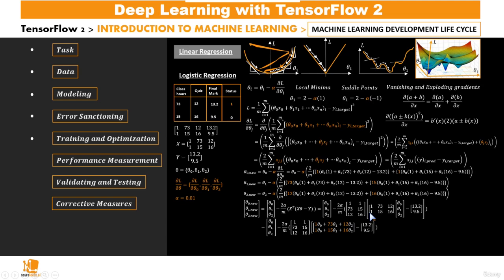And then here we have 1 times theta 0 plus 15 times theta 1 plus 16 times theta 2, which gives us this. And all this minus 13.2, 9.5. So here we have this 2 by 1 matrix minus another 2 by 1 matrix. This results in a 2 by 1 matrix, which can be given as all this minus 13.2 for the first row and all this minus 9.5 for the second row.